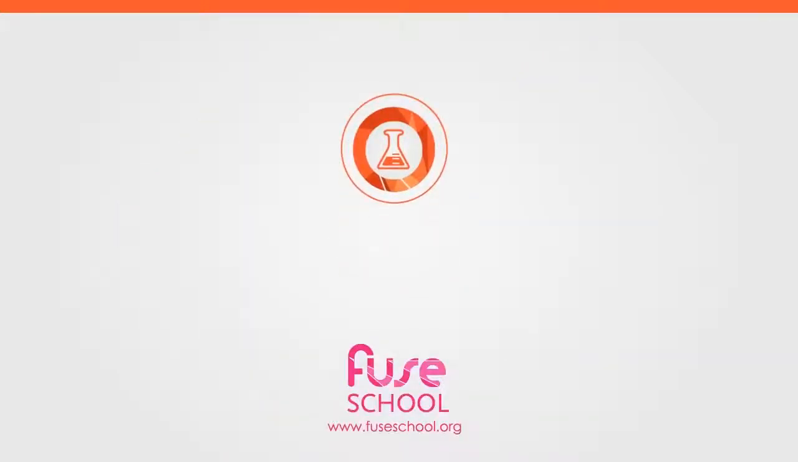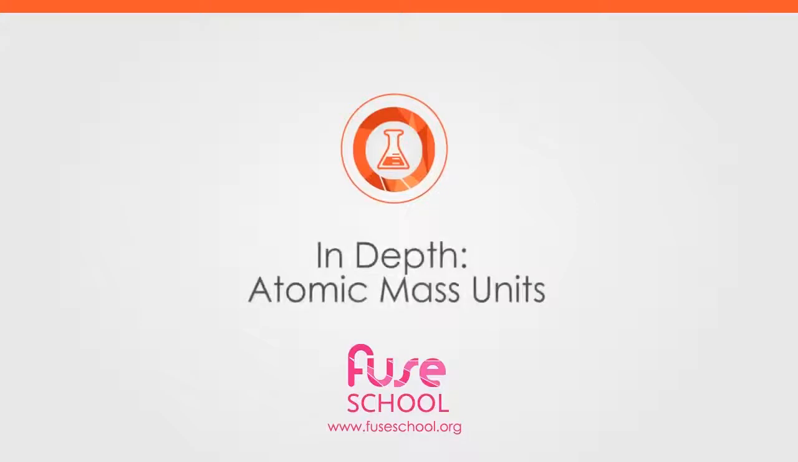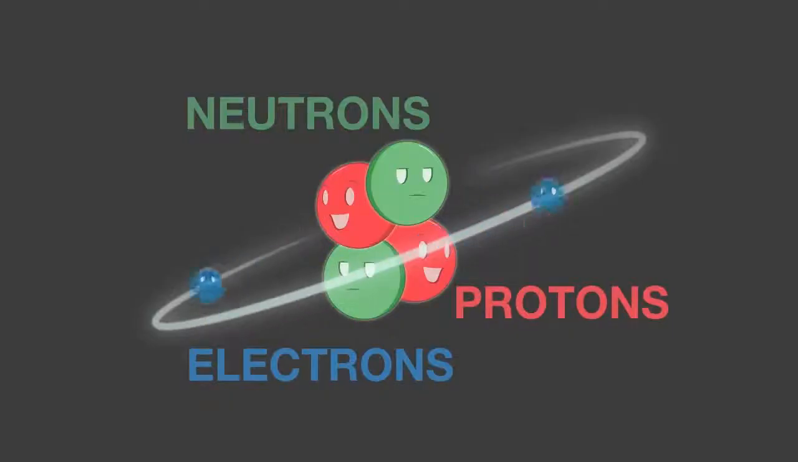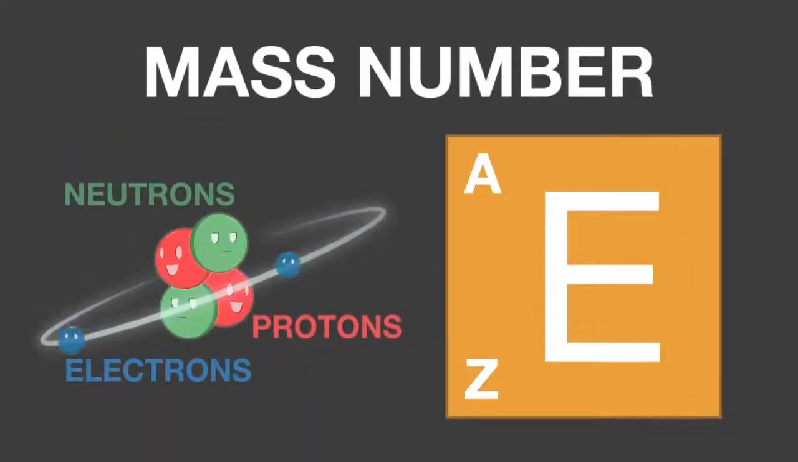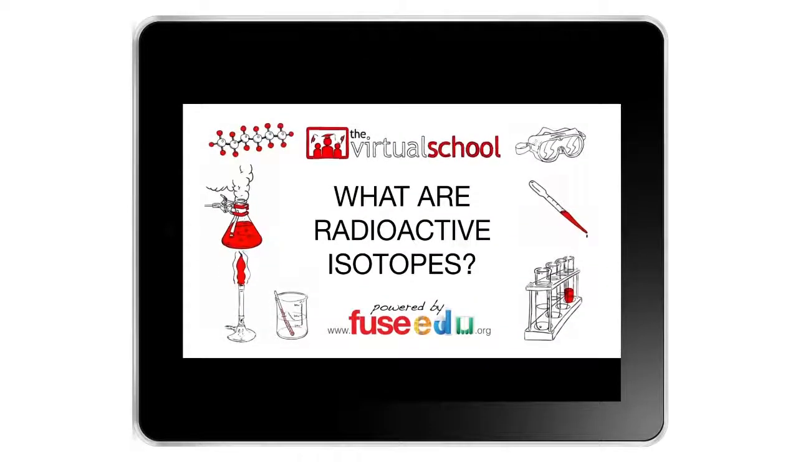In this lesson, we are going to look at atomic mass units in more detail. Before we go any further, you will need to be familiar with the parts of an atom and the terms used, in particular, the mass number. You may also wish to refer to our lesson on radioactive isotopes.